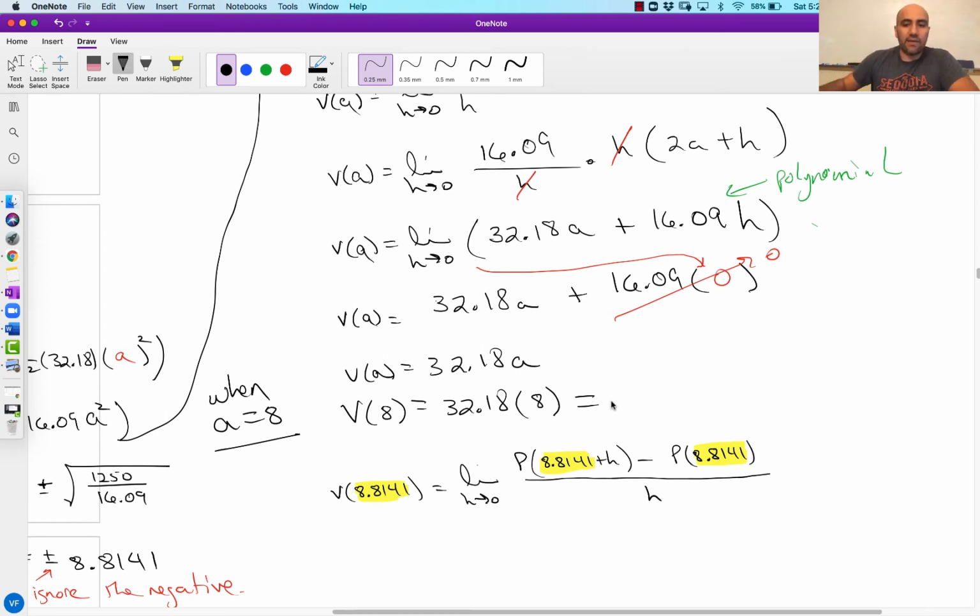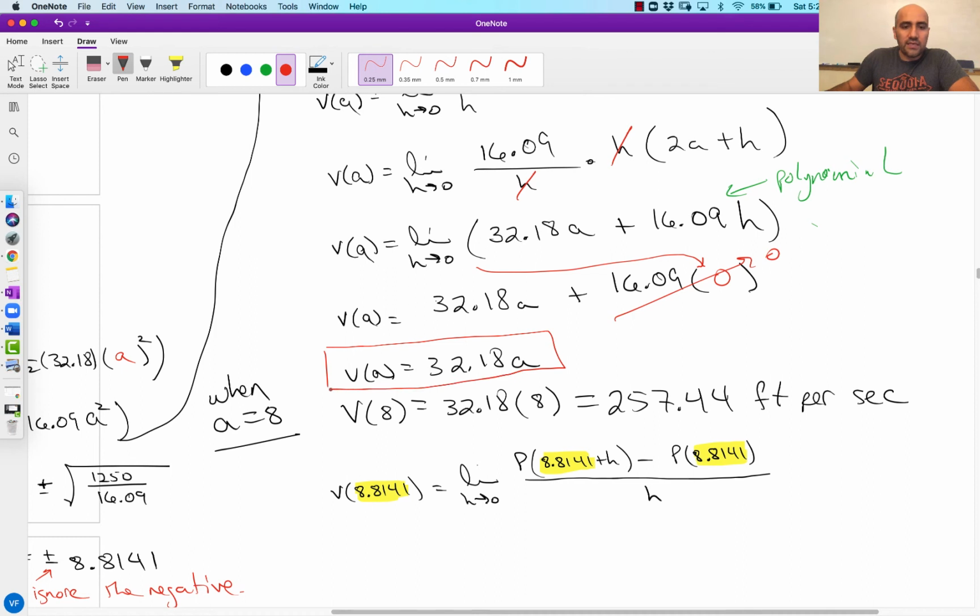And we get the exact same answer, 257.44 feet per second. Okay, but the valuable thing here is that now we have a nice little equation, and we can easily find the value at any time stamp a, where in this case we wouldn't have to repeat that whole limit and figure out the limit of this, right?